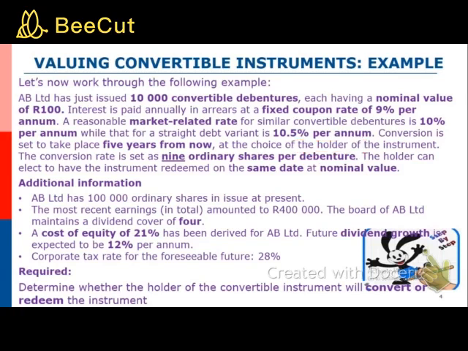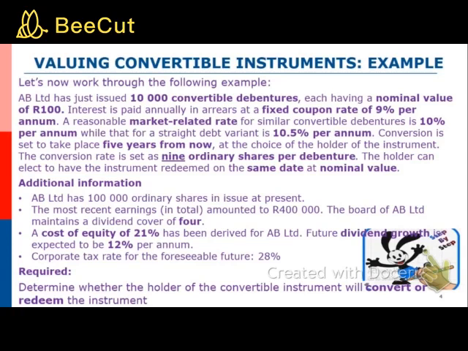Now, a little bit further on there, you will see that the conversion rate, which has been set in advance, is that each of the convertible instruments will convert into 9 ordinary shares. In other words, if I hold one debenture, I am entitled, should I elect as the holder, to convert into ordinary equity to take up 9 shares at conversion.